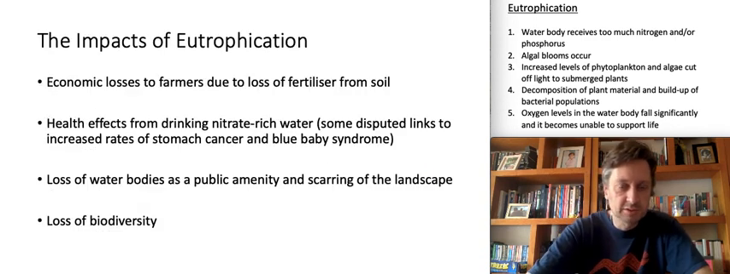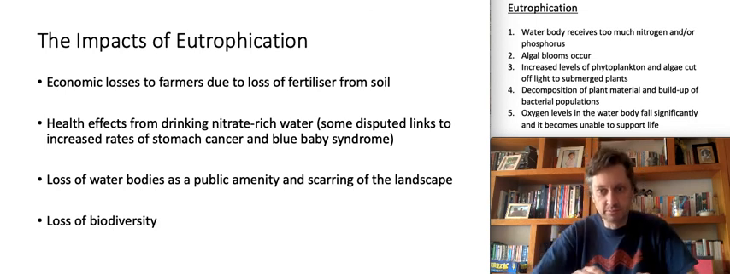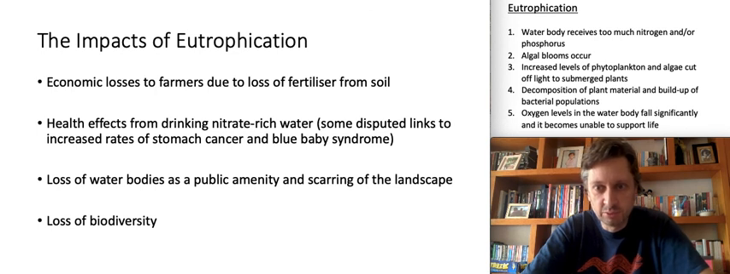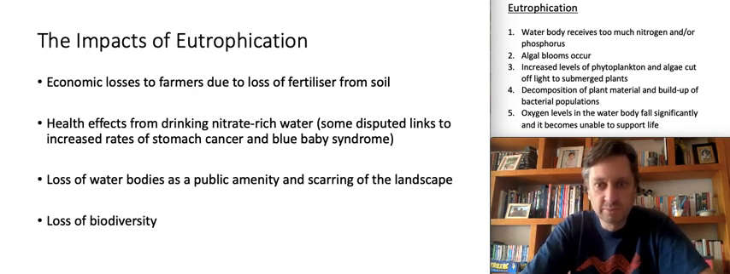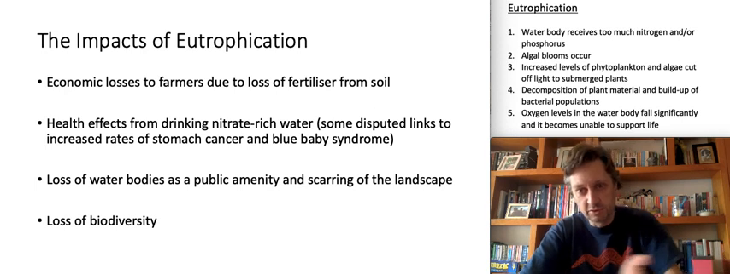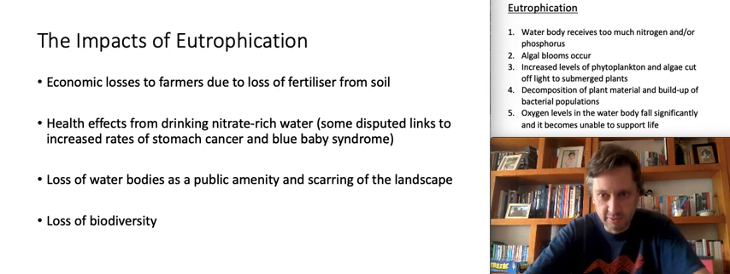Okay, and then my final slide, what are the impacts? Well, first of all, eutrophication is a symptom of farmers, especially putting too much fertilizer onto the land. So that could be a huge economic loss. There's no point putting large amounts of fertilizer onto land if the majority of it is going to be washed away in surface water. So farmers need to be careful about adding the correct fertilizer at the correct time.